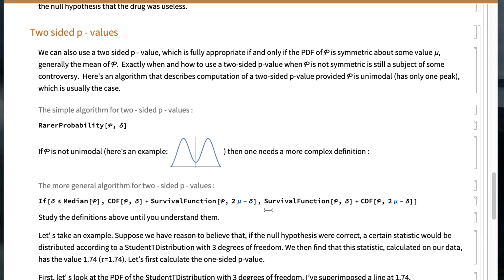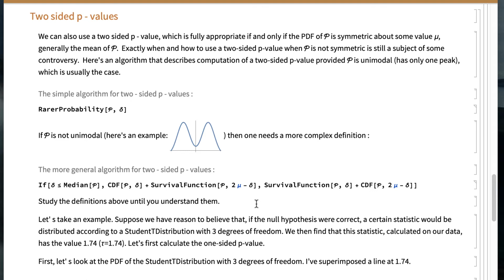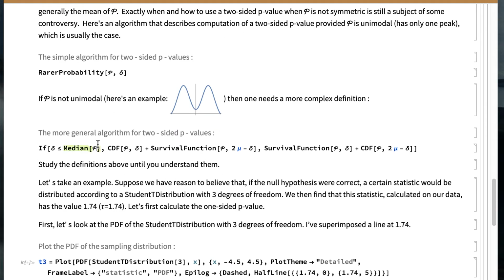So the more general algorithm for a two-sided p-value is set forth here, but really for almost all instances you're going to be using rarer probability. What you're going to be asking is, what fraction of the time would a draw from the sampling distribution be less common than the draw that I've gotten in my own data?